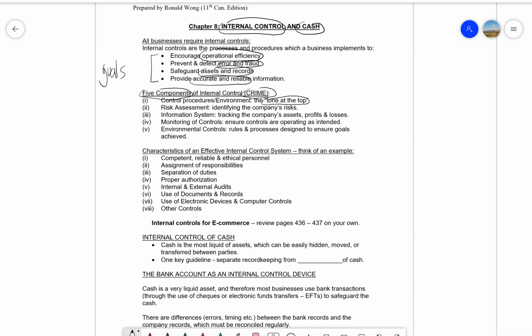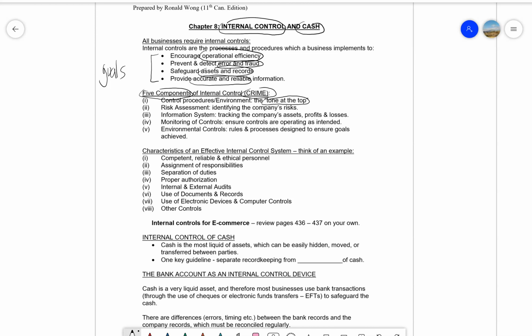What they mean by the tone at the top is that the top employees, that being the senior management and the board of directors, have to set a positive ethical tone at the top so that their positive ethical behaviors will filter down to all their employees below. So that's the first part of internal control.